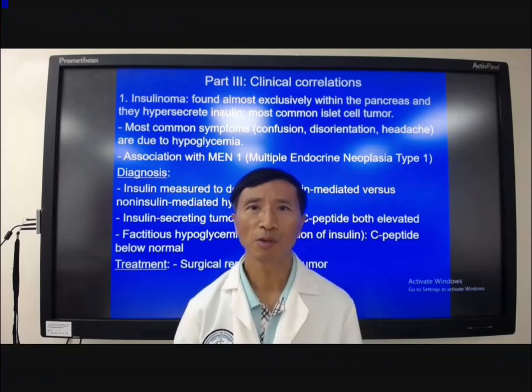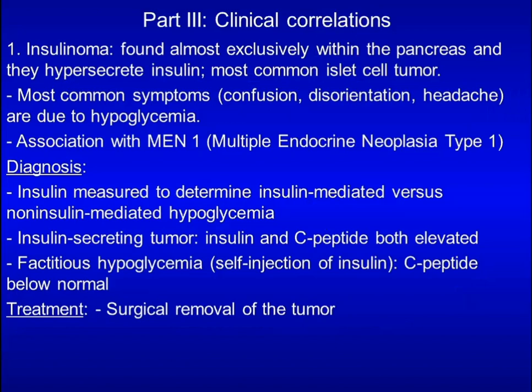Now, let's move to part 3. We will look at clinical correlation. First condition is insulinoma. It is found almost exclusively within the pancreas. Pancreatic tumors hypersecrete insulin. It is the most common islet cell tumor. Most common symptoms, confusion, disorientation, headache, are due to hypoglycemia.